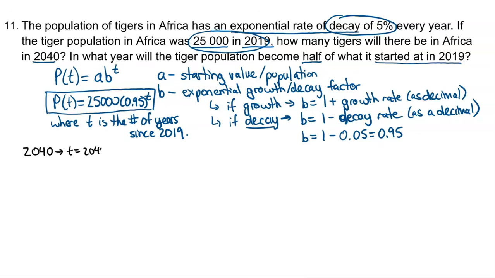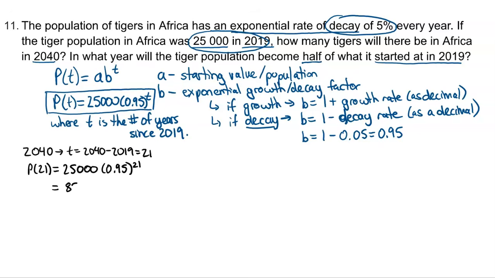So the first question is, how many tigers will there be in Africa in 2040? Now that we set up our equation, we can actually solve that. We take the 2040, we subtract the starting year, we get 21 years, and all we have to do is substitute that into the equation. Really simple substitution. You can type that in your calculator. You go 0.95 to the power of 21.